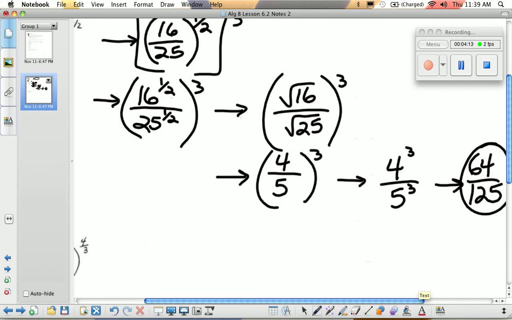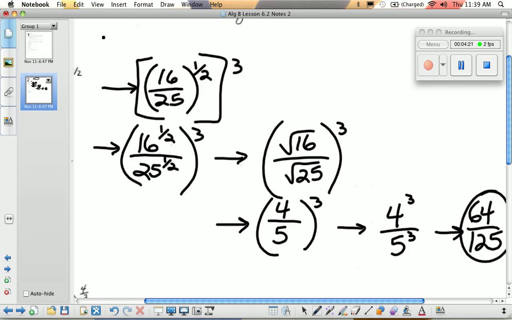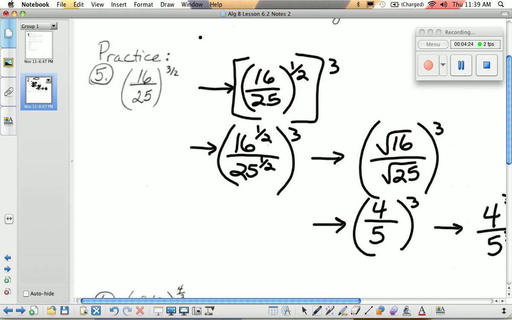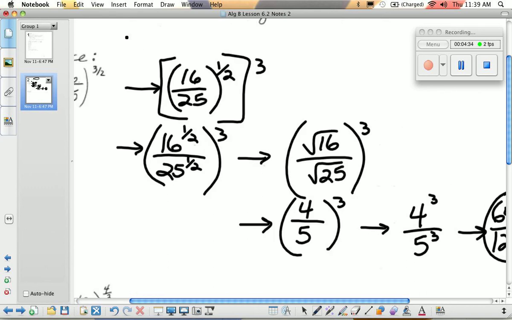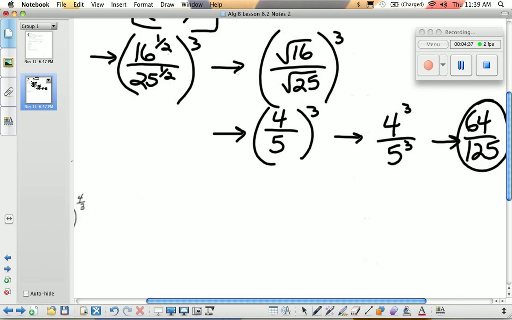Is that going to be the simplest form? Here's how you'll know if you can simplify that or not. You look back and see what the fraction was to begin with. Back here it was 16 over 25. Can 16 over 25 be simplified? No. So if that can't be simplified, then most likely what you end up with over here is not going to be able to be simplified either. In other words, is there anything that goes into 64 that also goes into 125? Can you think of anything? No. So that can't be simplified.